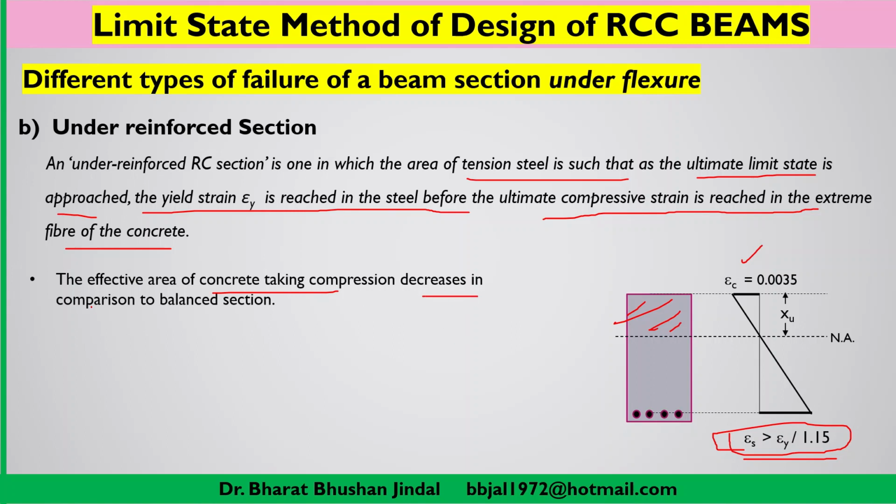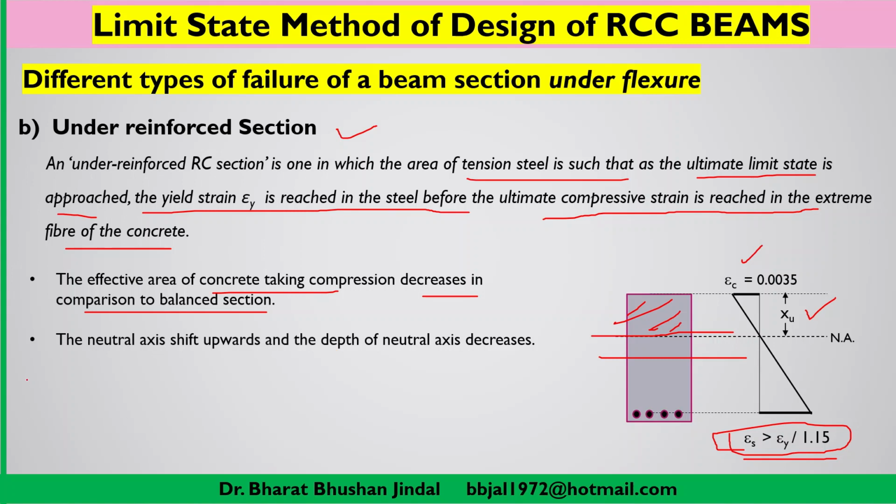Taking compression decreases in comparison to the balance section. In the balance section, the neutral axis is somewhere here, so this was the effective area. But now, in the case of the under reinforced section, you can see that the effective area of the concrete section is decreased in comparison to the balance section. Similarly, you can calculate the depth of the neutral axis. So what we are saying here is that the neutral axis shifts upward.